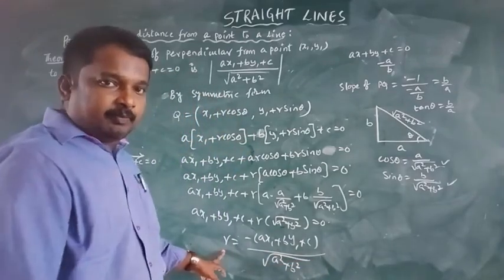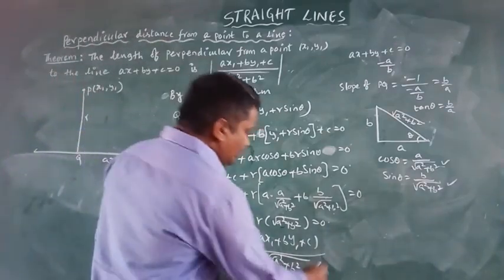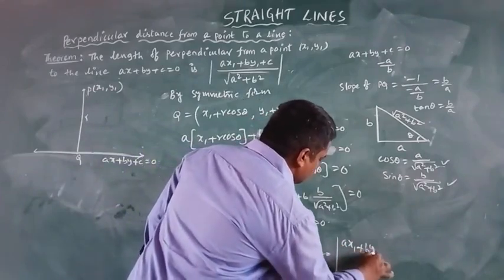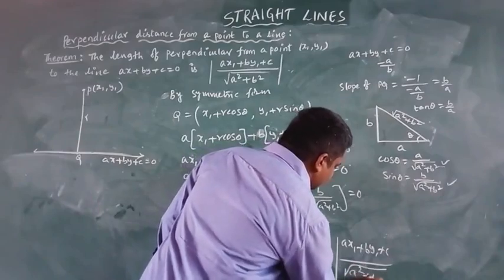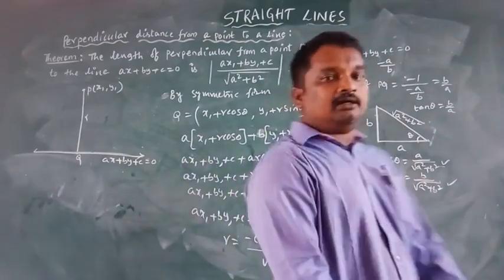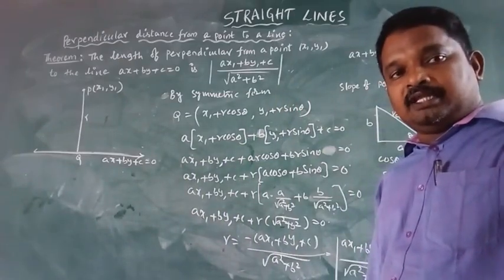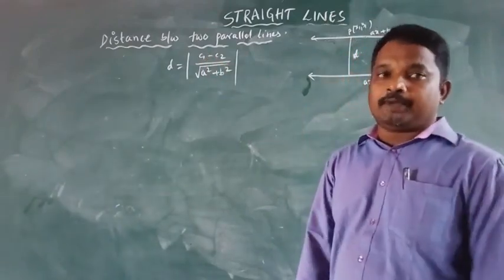But r is the perpendicular distance, so it can never be negative. So writing in modulus form: modulus of (ax1 + by1 + c) by root over a square plus b square. This is the perpendicular distance from a point to a line. Right. Next one is the distance between two parallel lines.